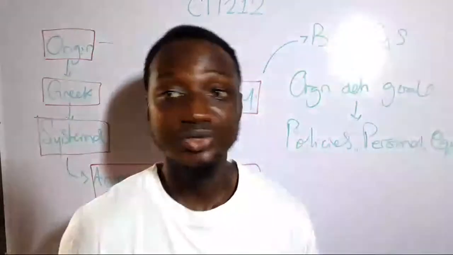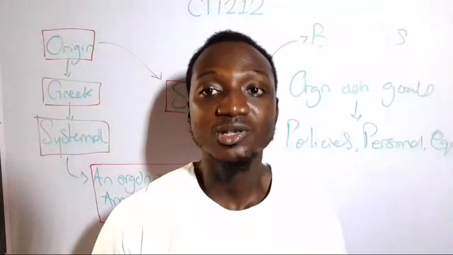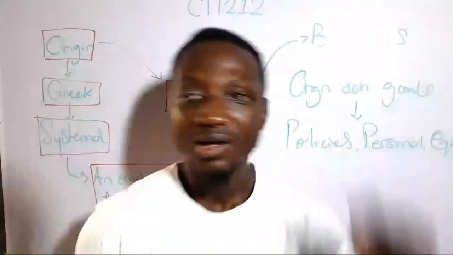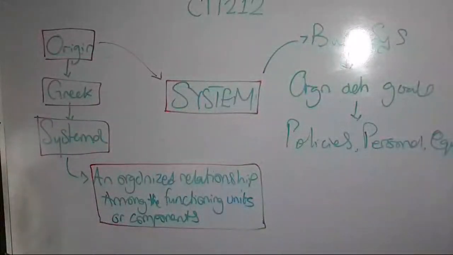So you don't just do things anyhow in an organization. There are certain things you do, or there are certain policies or principles this organization has put in place that will help guide, put everybody in check in order to achieve their expected results. Then we are talking about a system.